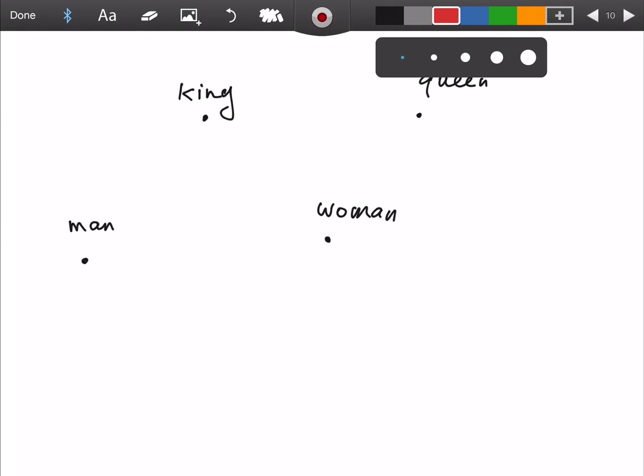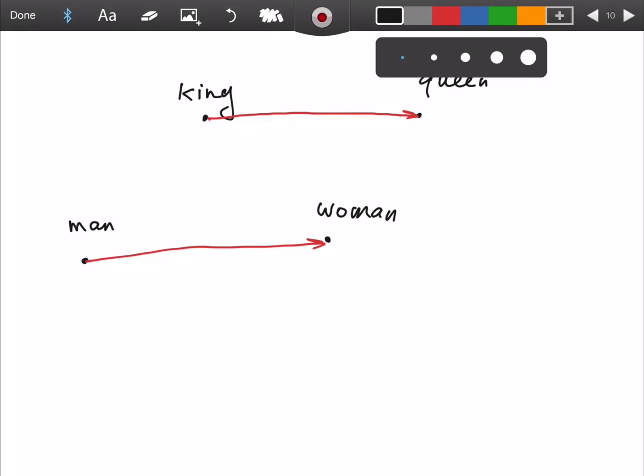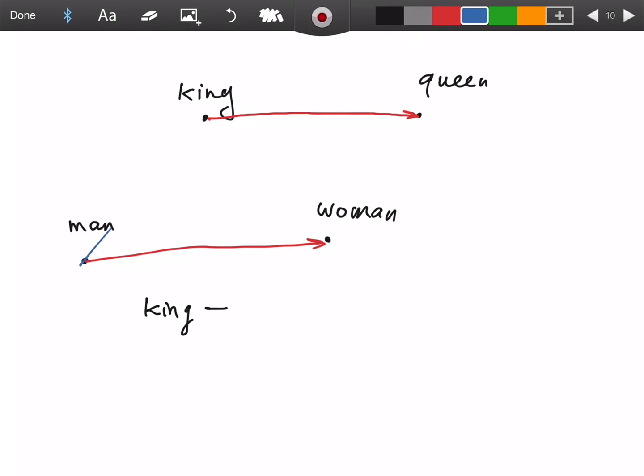Now, pay attention that the difference here is a very similar vector. So you can do the following operation on the vectors. You can take king. Of course, when I write king, I mean the embedding of the word king, and subtract from it the word man. Okay, so it's king minus man. Add to it the word woman.